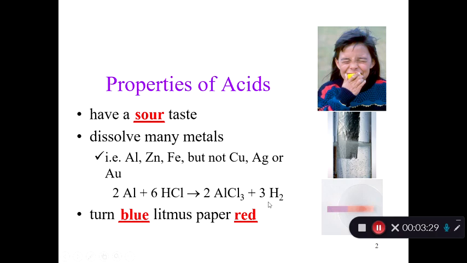Another property of acid that I'm going to share with you, in this photo, is the reaction of metals with acids. Whenever you react metals with acid, you are going to make hydrogen gas. So these tiny bubbles are hydrogen gas. If we want to produce hydrogen gas in chemistry, we react acids and metals.